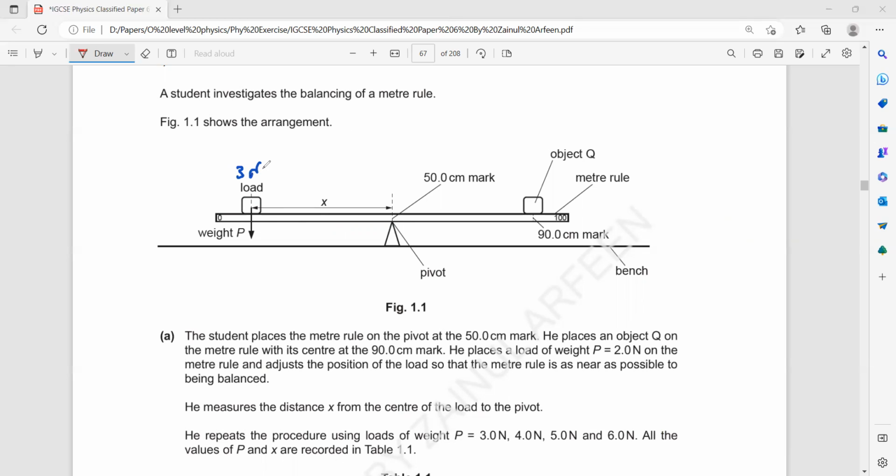Then we add 3 Newton and we'll get the value for X. Then we add 4 Newton, we'll get the value for X. So if we are increasing a load, the value of X is decreasing. And same thing, if the value of X is maximum, the value of the load should be minimum. So we want to determine what is the minimum value of the load. How can we determine the minimum value of a load?